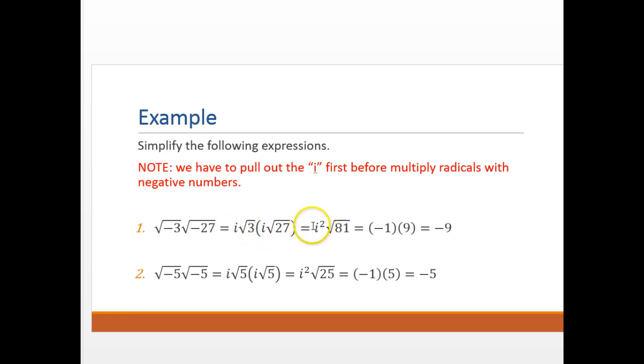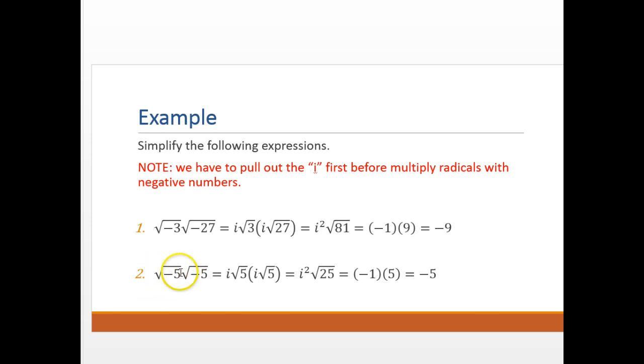i times i is i squared. Square root of 3 times square root of 27 is the square root of 81. i squared by definition is negative 1. So this is negative 1. Square root of 81 is 9. This gives us negative 9.